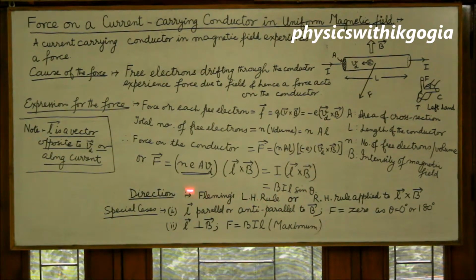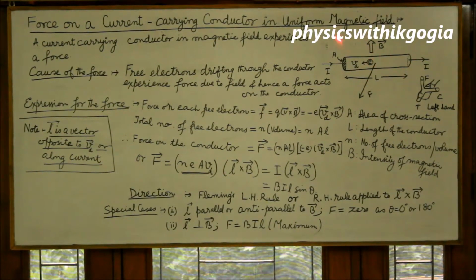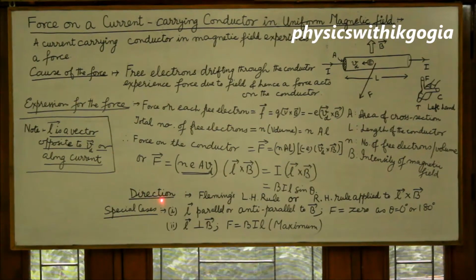The direction of the force is given by Fleming's left hand rule in a special case when the current is perpendicular to the magnetic field, or length of the conductor is perpendicular to the magnetic field. In general, you can find direction of force by right hand rule applied to L cross B. The force will be perpendicular to L, force will also be perpendicular to magnetic field, as is always inherent in the property of the cross product.